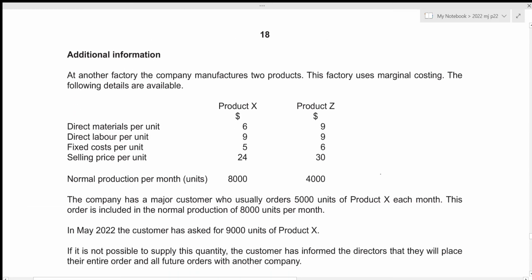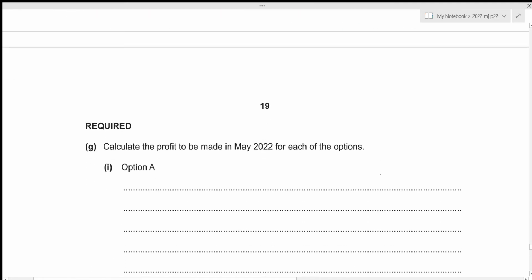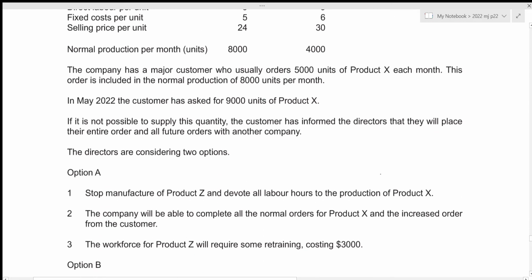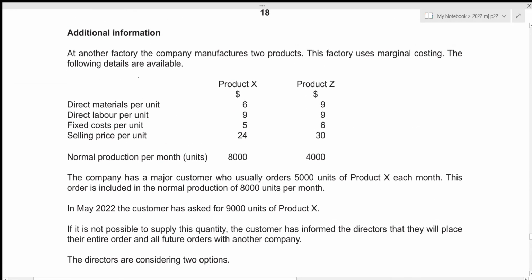First of all, let's have a look at our question. So for the seventh part of this question, we need to calculate the profit to be made in May 2022 for each of the option A and option B. Alright, let's have a look at our additional information. We are given that at another factory, the company manufactures two products, and the factory uses marginal costing, and the following details are available. So we're given the direct materials per unit, direct labor per unit, fixed cost per unit, and selling price per unit, as well as the normal production per units.